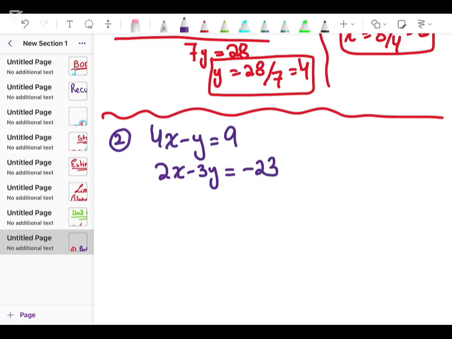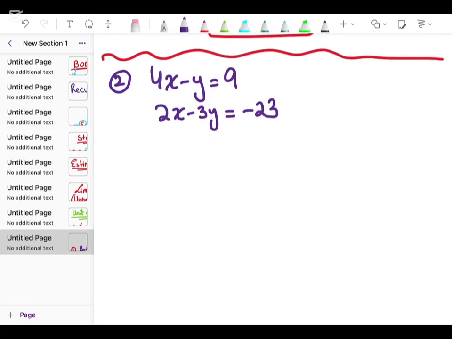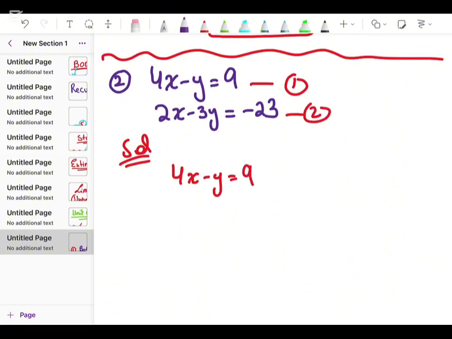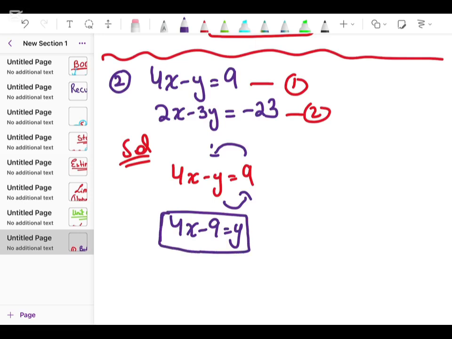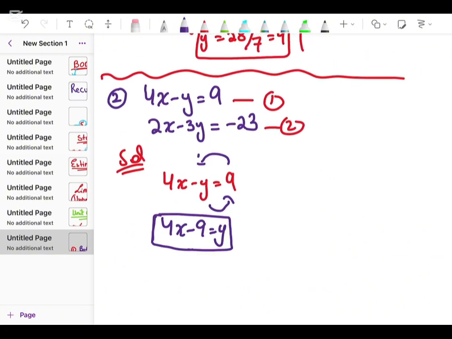Now what is the substitution method? In the substitution method, we have to substitute the value of one variable into another equation. What does it mean? For example, this is equation number 1, this is equation number 2. I am considering equation 1 right now, 4x minus y equal to 9. Now I am moving 9 to this side and y to this side. So what will happen? 4x minus 9 equal to y. You can see that this equation says that y will be equal to 4x minus 9.